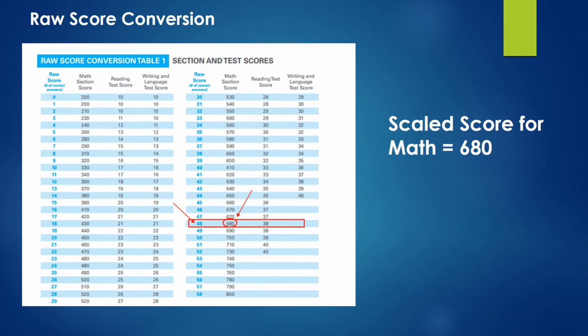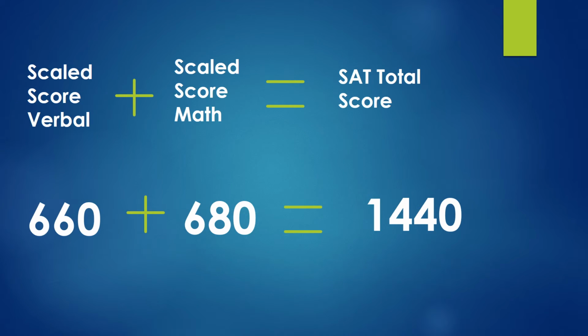Just as we did before, we will look at our conversion table in the raw score column and then follow that row to the math section score column. The raw score of 48 in this case results in a scaled score of 680. Now finally, we simply add the scaled verbal score to the scaled math score, and that equals the SAT total score.